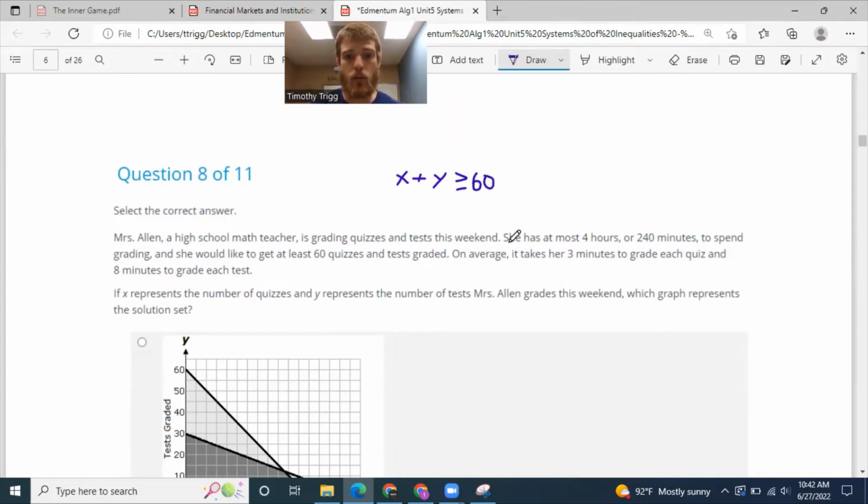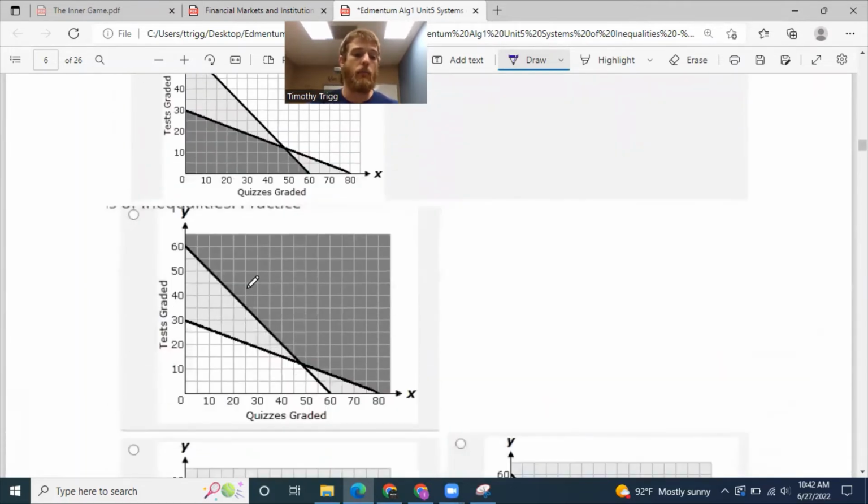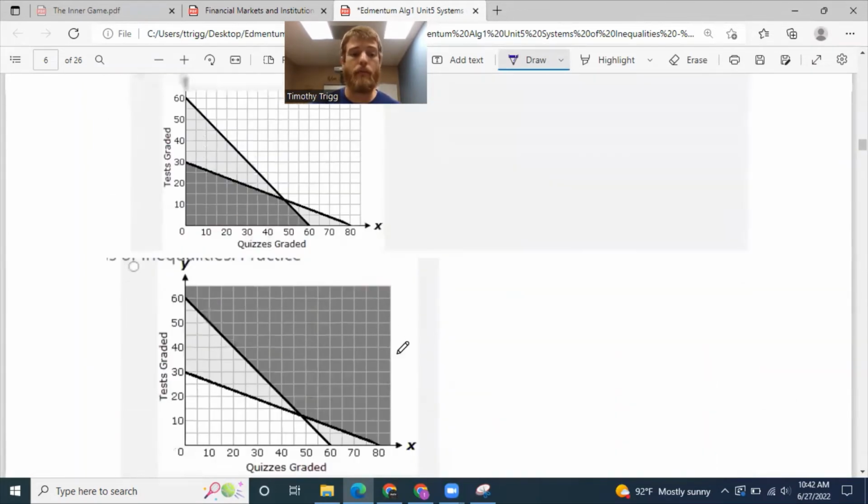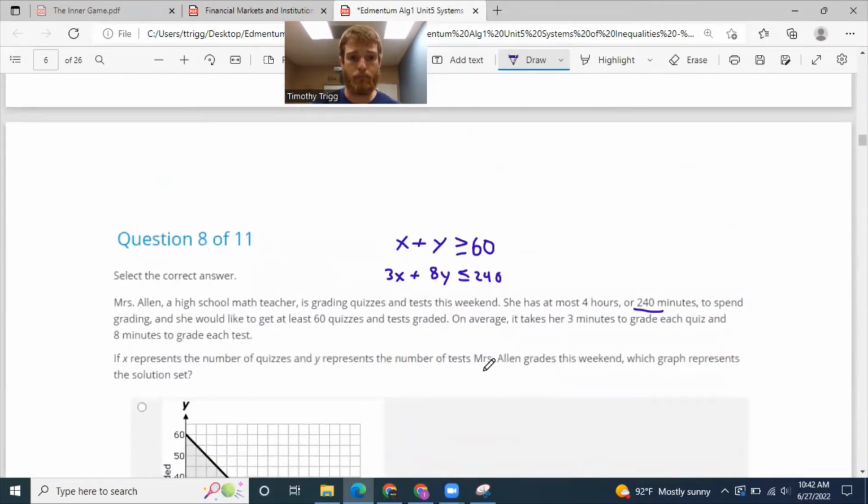And then it takes her 3 minutes to grade each quiz. So 3 times the number of quizzes graded, and 8 minutes to grade each test. So 8 minutes times the number of tests graded. And she has 240 minutes of grading time. So she wants to spend less than or equal to 240. So I want to see which of these would be the correct graph of this situation.